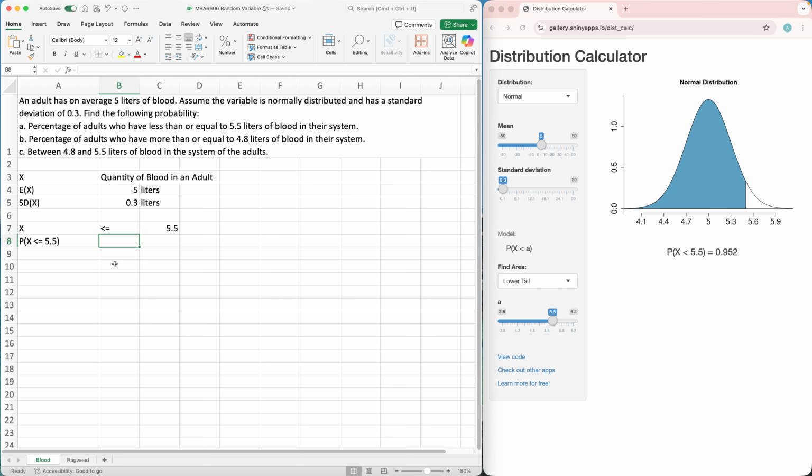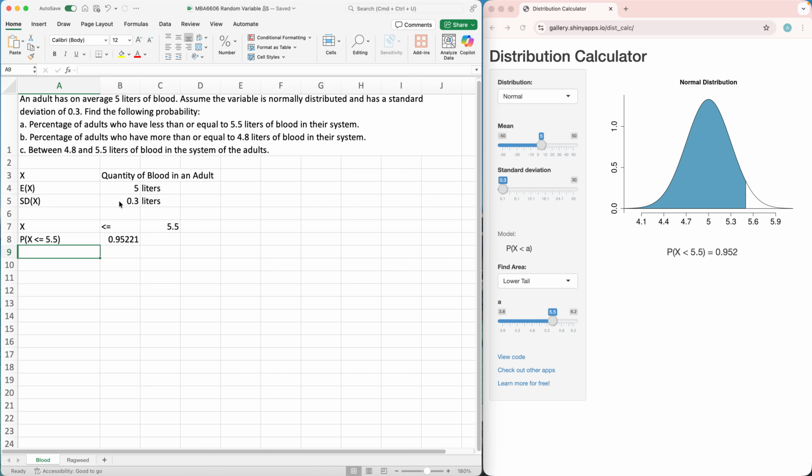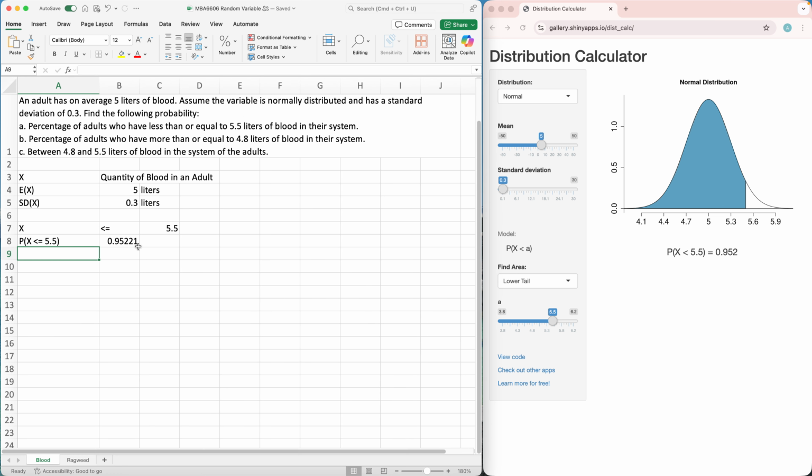So how will we calculate it? It is equal to NORM.DIST, where the value is 5.5, mean is 5, standard deviation is 0.3, and we need to calculate the cumulative area under the curve, and that is 0.95221. So 95.221% of people have 5.5 or less liters of blood in their body.